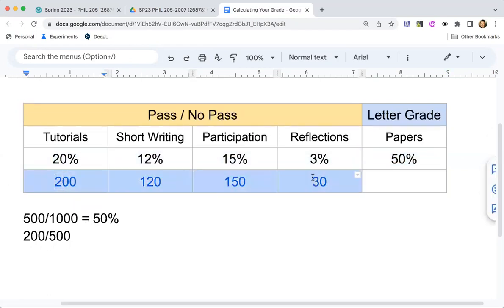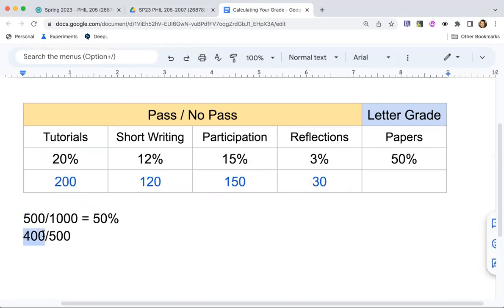But people who do all the work don't write failing papers. Indeed, they are definitely likely to write B papers. If you do all the work, you're probably going to write a B paper. I can't guarantee it, but I would bet on it. So let's say 400 out of 500 is a typical scale, low B. How many points are we talking? 500 plus 400 is 900, right?